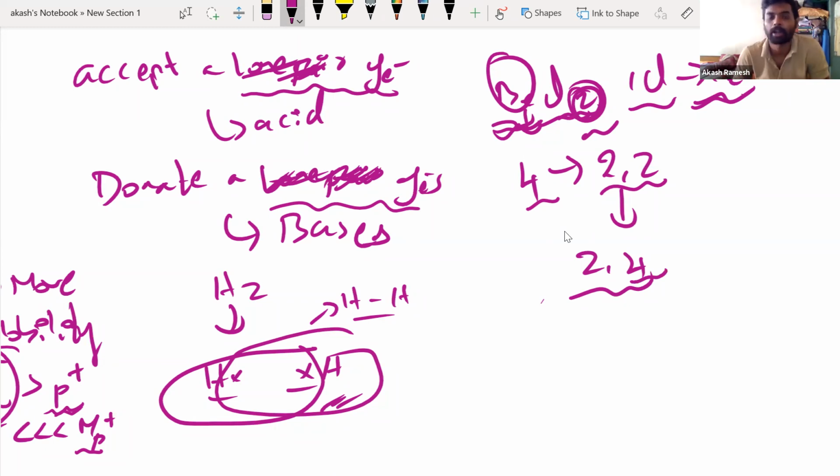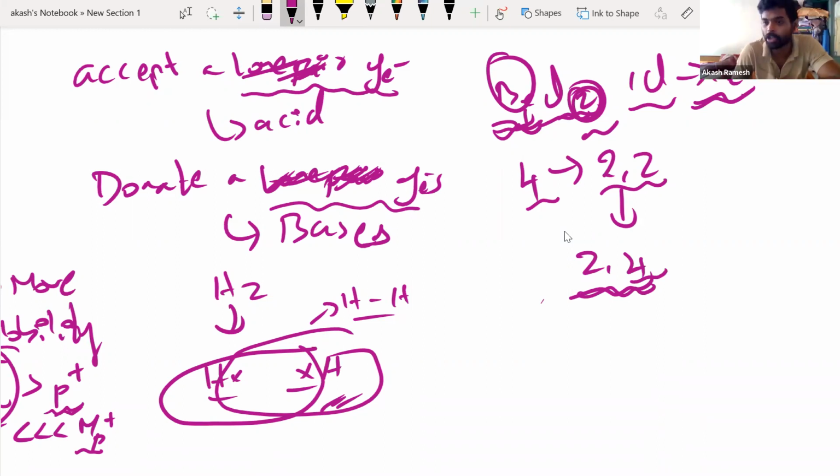Okay, 2, 4. Now, is this stable? When I have this configuration, is this stable? Or if it is not stable, why is it not stable? Why is this 2, 4 not stable? Is someone saying something? I'm not able to hear. It hasn't got a completed octet.